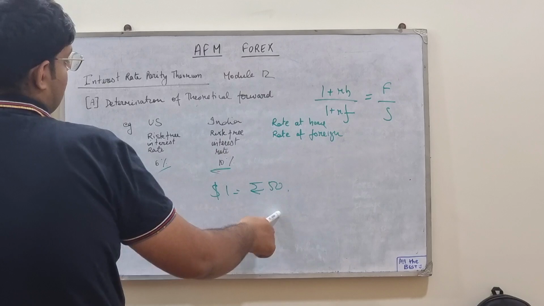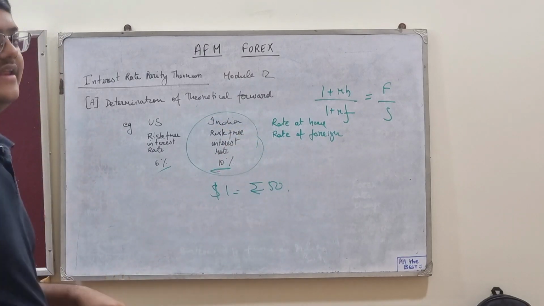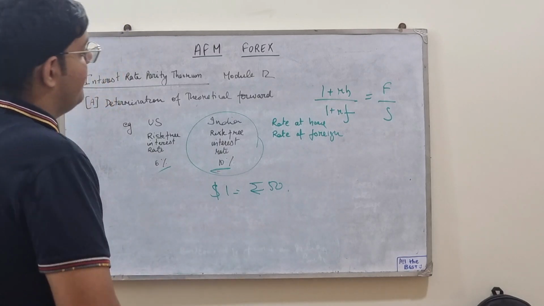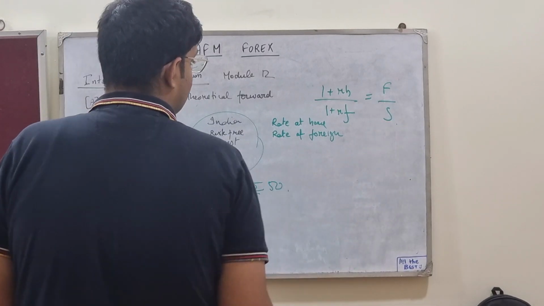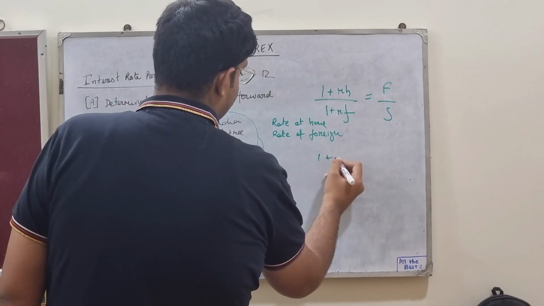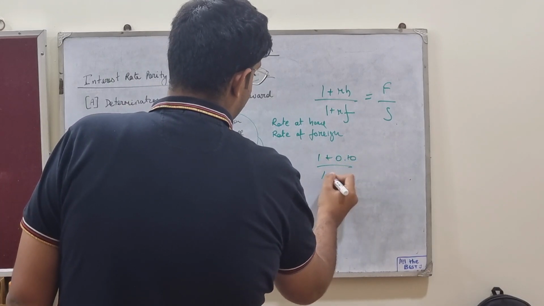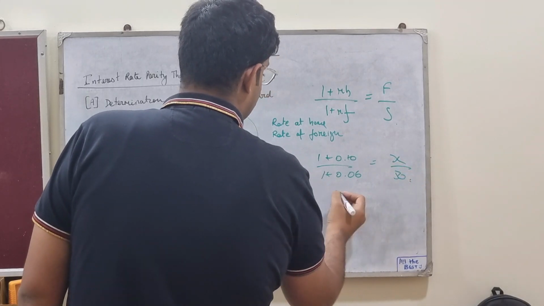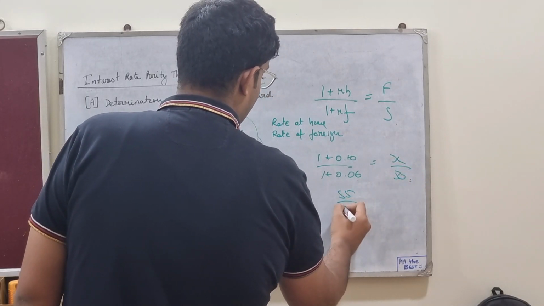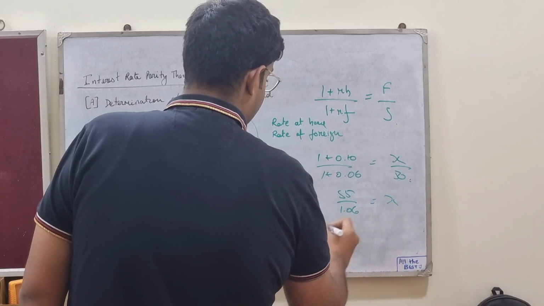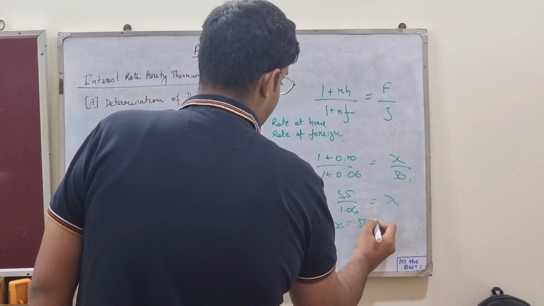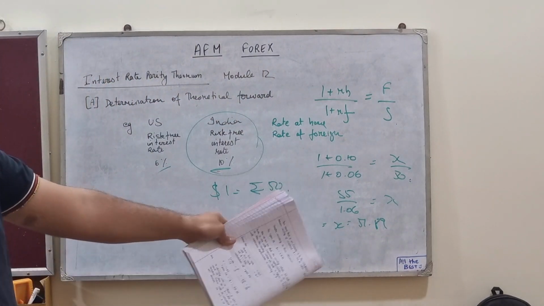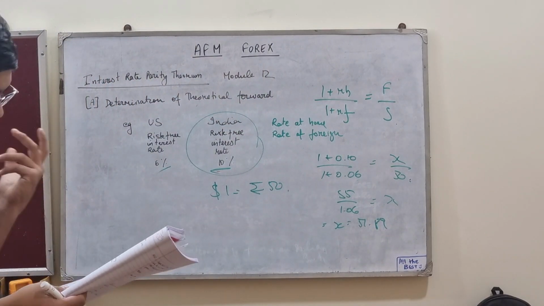So here it's a direct quote for India. Remember direct and indirect quotes, module 2. That concept applies here. And then F is the future value and S is the present value. So here if we do it, 1.10 by 1.06 is equal to X by 50. So it would be 55 by 1.06 is equal to X. Therefore, X is equal to 51.89. So we come to the same answer, but this is the way we have to show it.